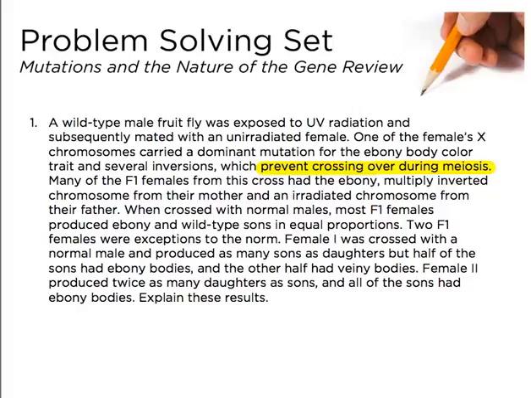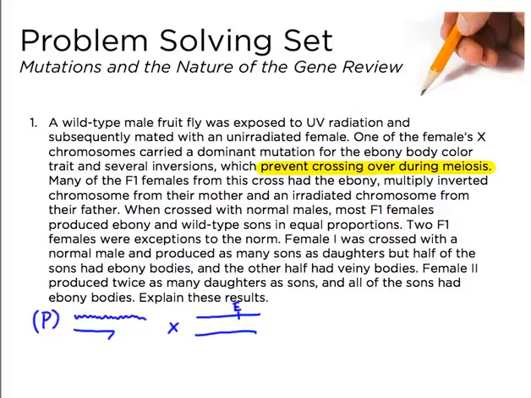So let's draw the parental generation first. We know that the male was exposed to UV radiation, so we're going to draw his X chromosome as this squiggly line to show irradiation, and his Y chromosome is drawn like this. He was mated with an unirradiated female, so she has two normal X chromosomes. And it says one of her X chromosomes carried a dominant mutation for ebony body color, so we could draw that as an E.